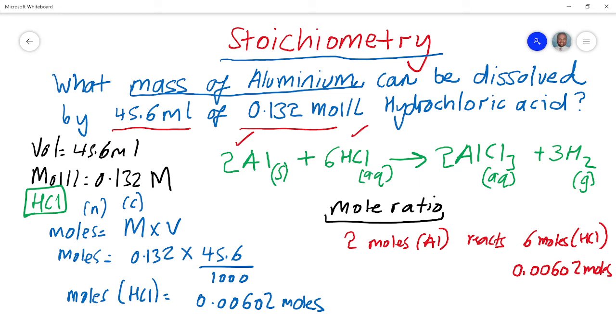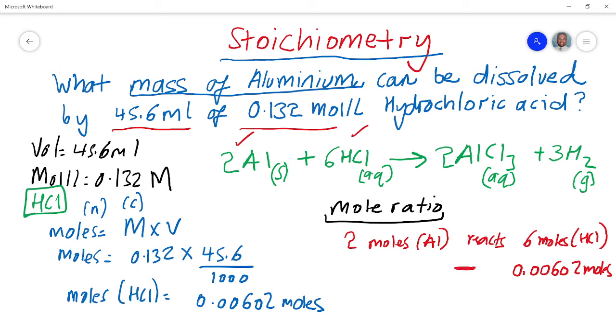It's as simple as basic arithmetic. If 1 pen costs $3, how much will 4 pens cost? $12. It's literally like that. So whenever I explain the concept of mole ratio to my students, I bring them back to the basics of arithmetic. If 2 moles of aluminium reacts with 6 moles of hydrochloric acid, what about 0.00602 moles of hydrochloric acid? How many moles of aluminium are we going to get?